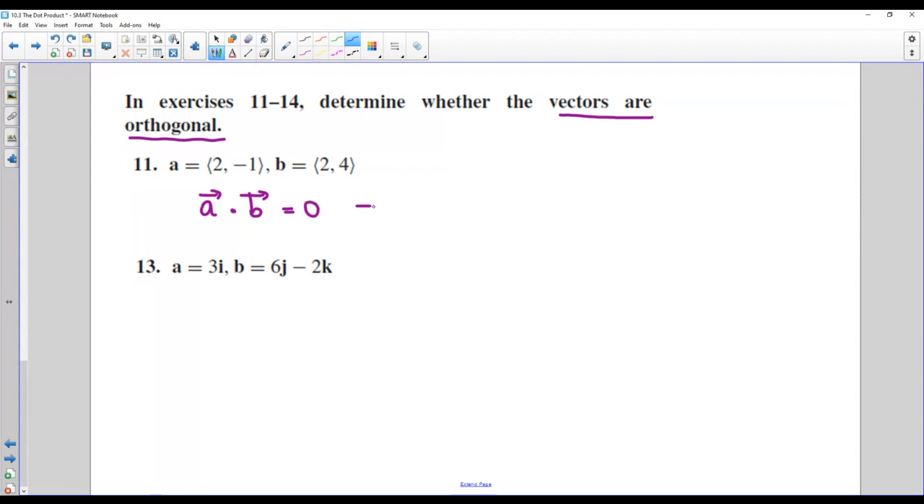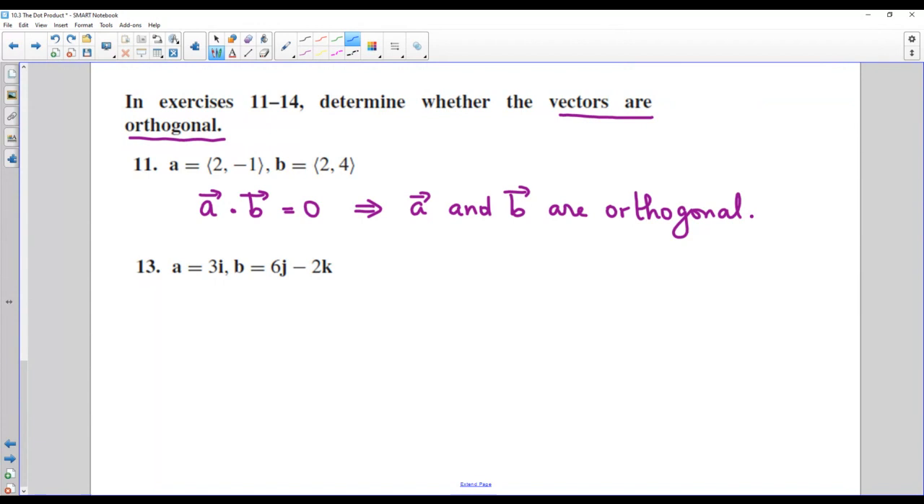Okay, 0. So that means what? What does it mean, Shema? You find zeros, that means they are orthogonal. A and B are orthogonal.